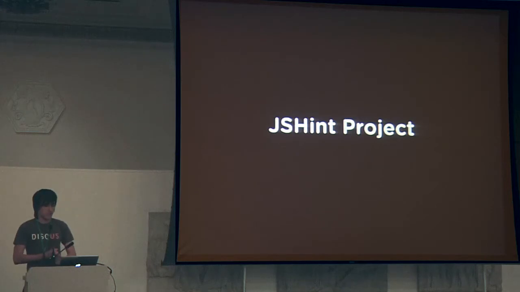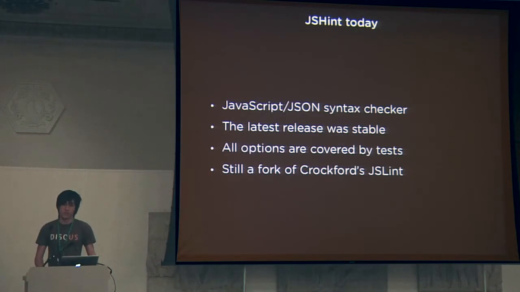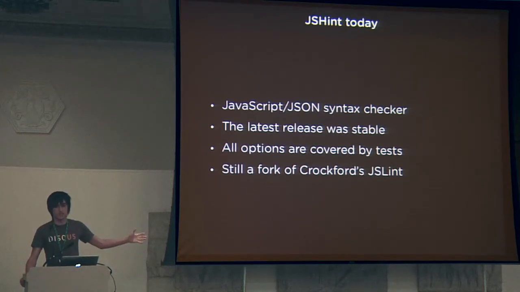And here we come to the JSHint project. And the project part is important, because based on the feedback, I decided to expand JSHint from just a syntax checker utility more to a learning project. So today, I removed HTML and CSS linters from JSHint because nobody uses that. So now it's just a JavaScript and JSON syntax checker.